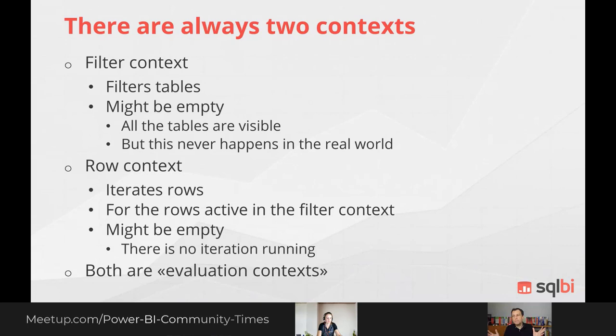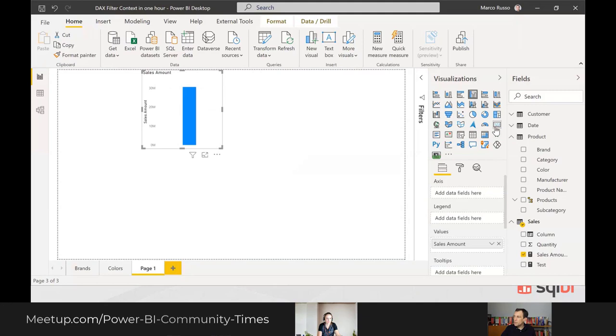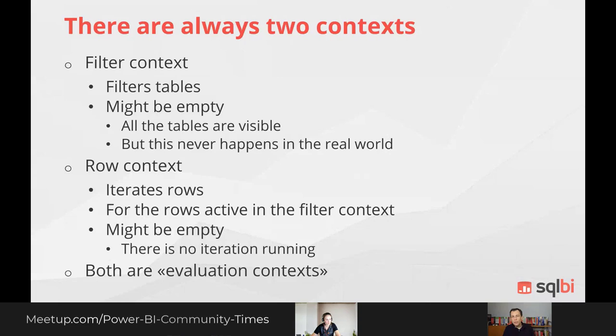When I create a new report, the report is blank, I put some measure there. Usually the measure gets the total for the entire table. So if I go back here and I create a new page and I get my sales amount, I move the sales amount here, and I use, for example, a card. What is this number? This is the value of sales amount executed without any filter, because the filter context by default is empty. You always have a filter context, every time, but the filter context could be empty. And if you have no filters, you get access to the entire model, to all the rows of a table.